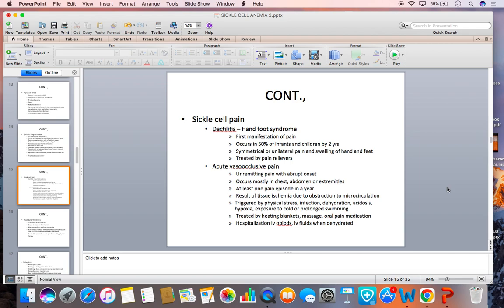Treated by heating blankets, massage, oral pain medication. Sometimes it requires hospitalization for IV opioids and IV fluids to correct the dehydration.